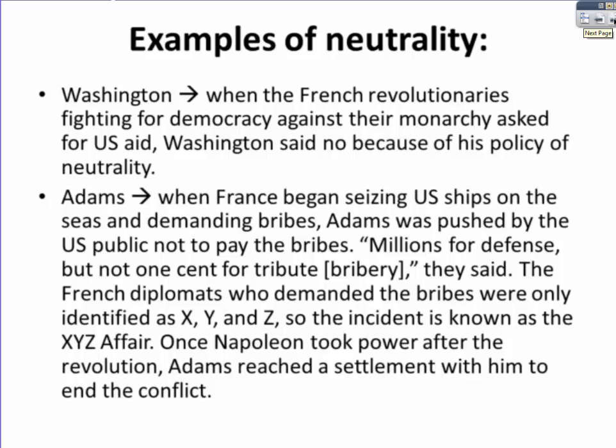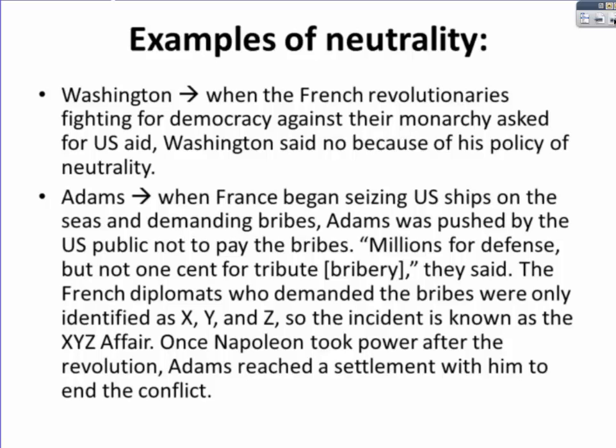During Washington's presidency, the French Revolution exploded in Europe, and the French revolutionaries fighting for democracy against their monarchy asked for U.S. aid. And Washington said no because of his policy of neutrality. The French were not very happy about this, because the French had given the United States aid during our revolution and felt as though we owed it to their revolutionaries to give them aid. However, Washington stuck to his guns and said no, because we have a very firm policy of neutrality.